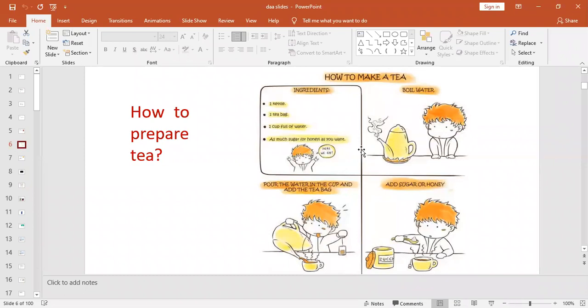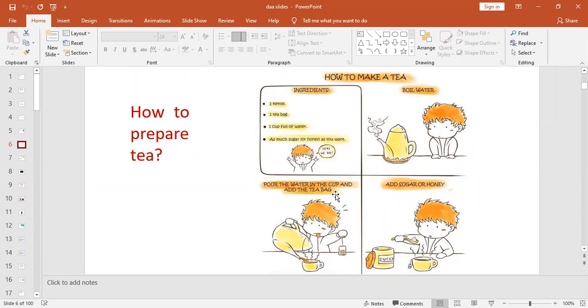So first, what will you be doing? Boil the water. This is the first step. Next you add sugar or honey to that. Pour the water in the cup and add the tea bag. This is the step-by-step procedure to make the tea.